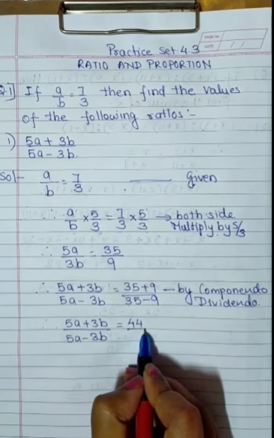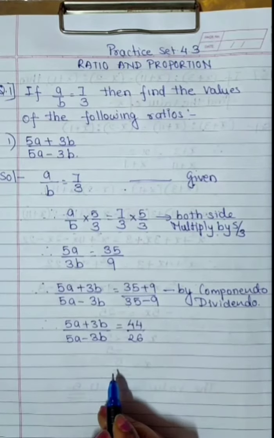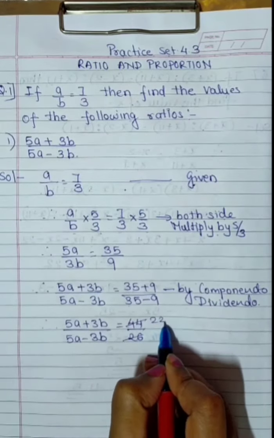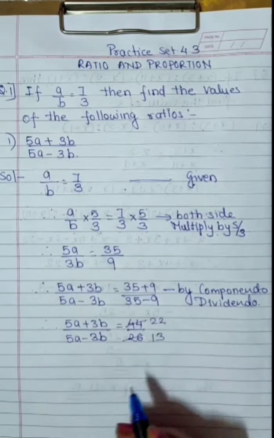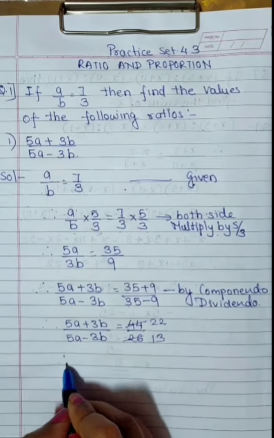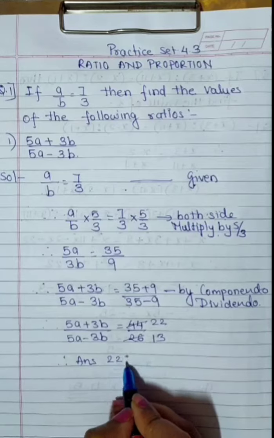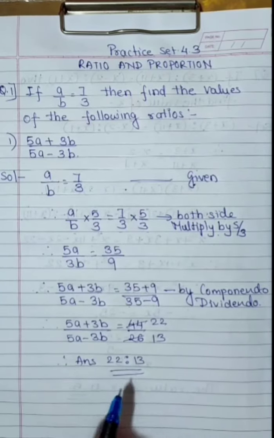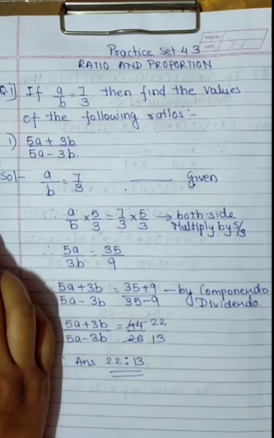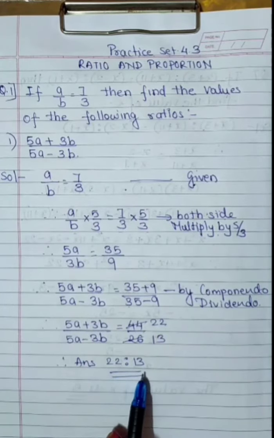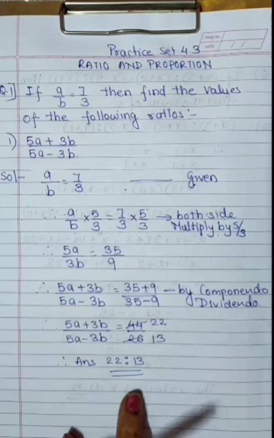The next step is, therefore 5A plus 3B upon 5A minus 3B is equal to 44 upon 26. Both get divided by 2, then we'll get 22 upon 13. Therefore the answer of sum number 1 is 22 is to 13. Okay, I hope you understood.